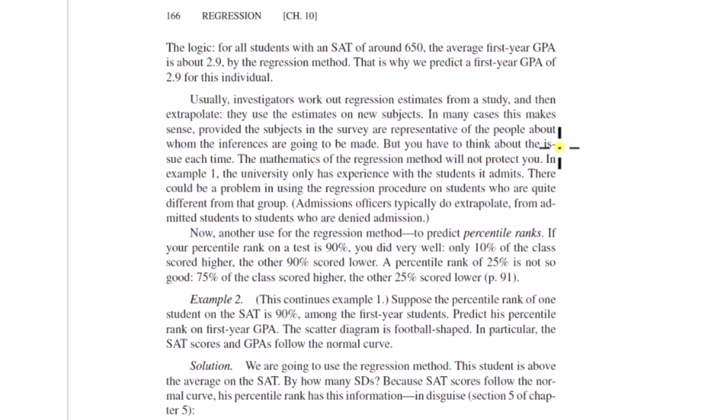Yeah, I think that seems all right, because they're saying you have to make sure, if you're going to extrapolate, and by extrapolate they mean applying a statistical analysis or a regression curve fit, any kind of statistical analysis, to subjects that aren't a part of the study itself, that the new subjects are representative of the people about whom the inferences are being made. And so, if you've got these new students coming in, they were admitted to your university. That's pretty similar subjects, I would say.